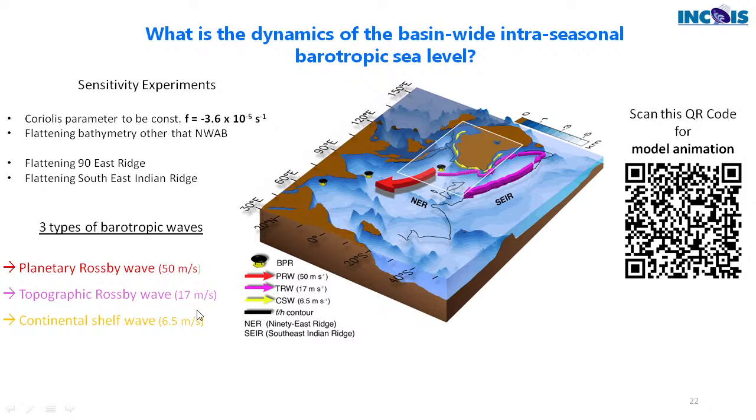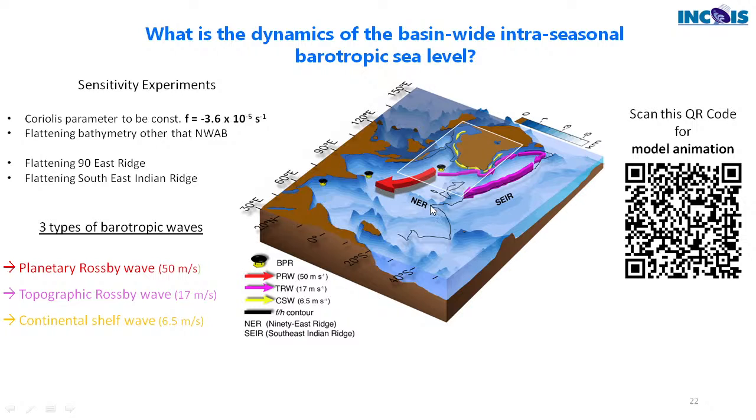And it has a very low speed compared with the top Rossby wave, which has a speed of around 17 meters per second. So these are the two waves which exist in this ocean, and they are generated from the Northwest Australian Basin. And these are the two waves which cause the entire Indian Ocean to oscillate, which is too fast, so it fills the entire Indian Ocean.